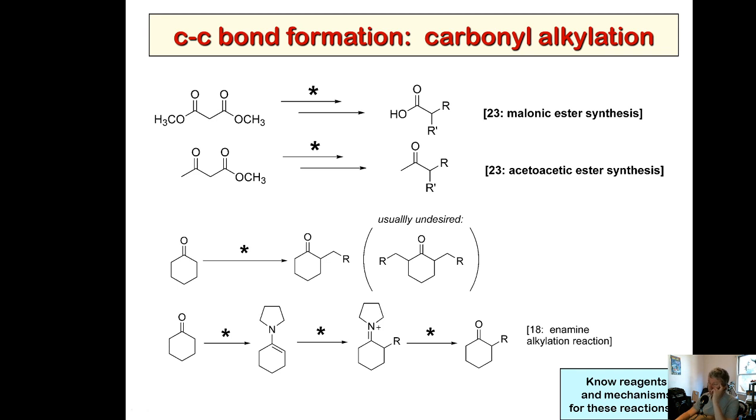Okay, know the reagents and mechanisms for these reactions. And definitely if I say star or 2 stars, that's an indication that the mechanism might be important.